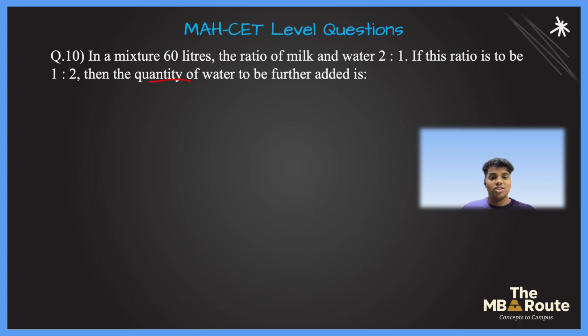Okay, moving towards the last question of this video. In a mixture of 60 liters, the ratio of milk and water is 2 is to 1. So in 60 liters, there is milk and there is water, which are in the ratio 2 is to 1. I'll directly assume the common multiplication factor k here, and this would be 2k and 1k, so it will be 3k. Now this 3k should be equal to 60 liters, right? So k should be 20. Now we know that the milk is 40 liters and water is 20 liters.